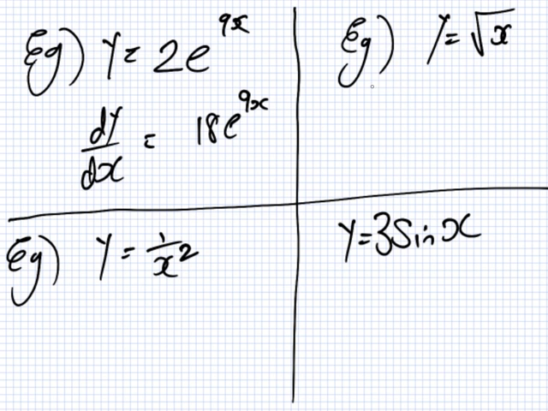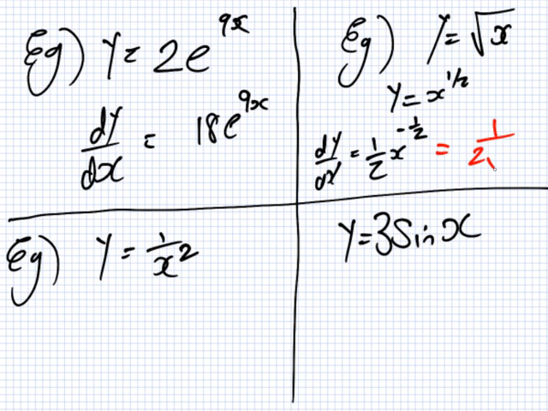Okay, so this one here, I should change it into y equals x power a half. So the derivative would be a half x power minus a half. And if you want to simplify it, that's 1 over 2 root x. But you don't need to do that for today. They might ask you to do it in the exam though.